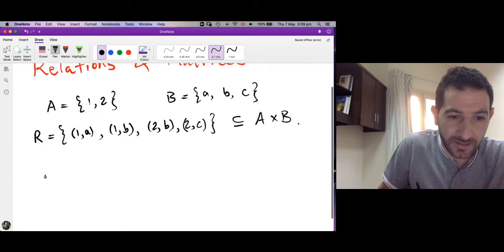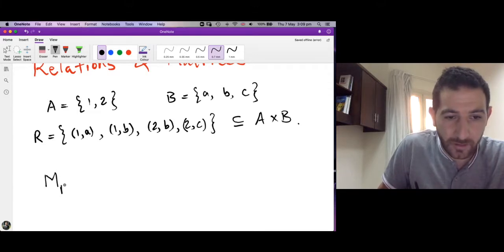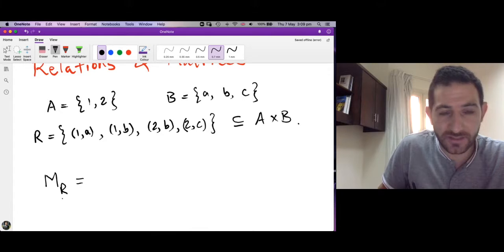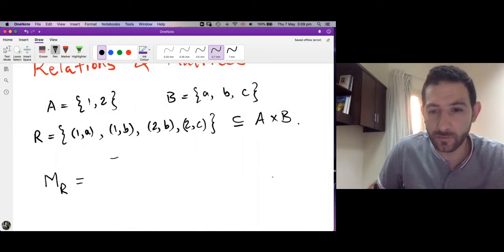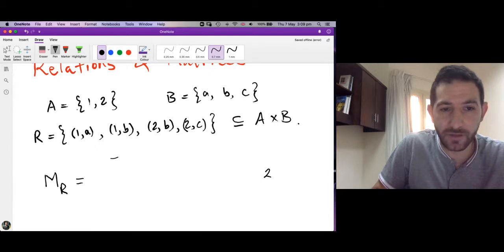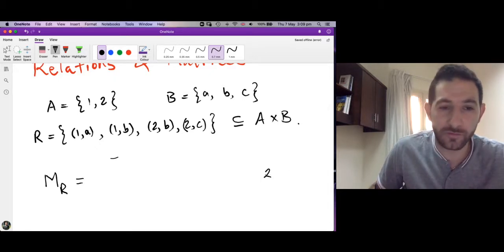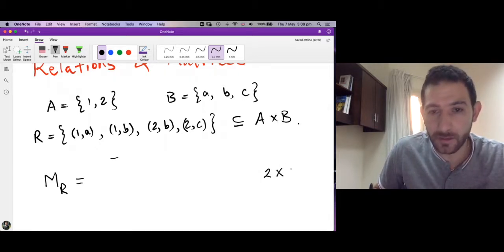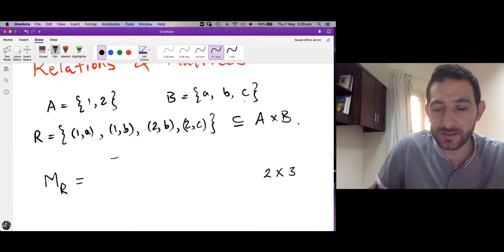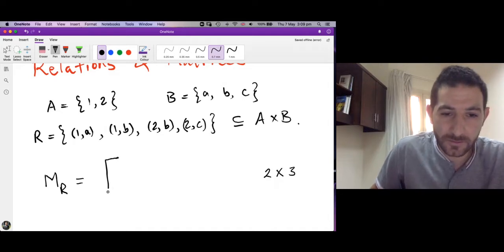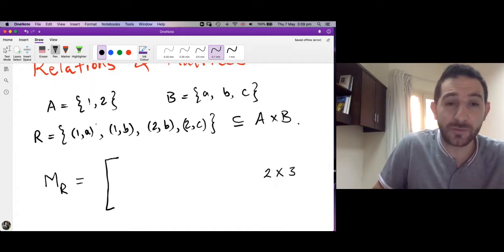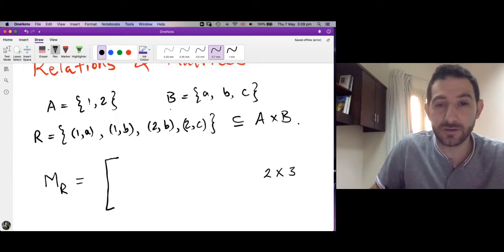So we will call the matrix M sub R. This is the matrix representing the relation R. How will we do this? It will be a matrix of size 2 by 3. Why 2 by 3? 2 is the cardinality of A, which will be the number of rows of the matrix, by 3 columns, where 3 is the cardinality of B. So we want the rows of the matrix to represent the elements of A, and the columns of the matrix to represent the elements of B.